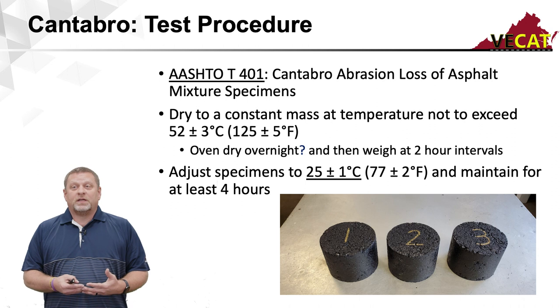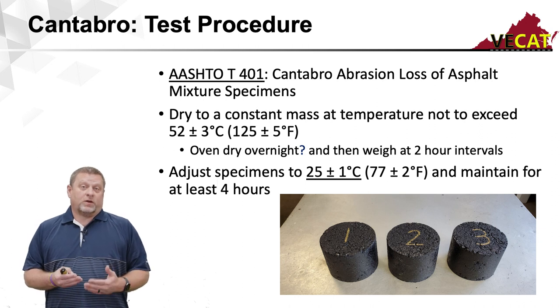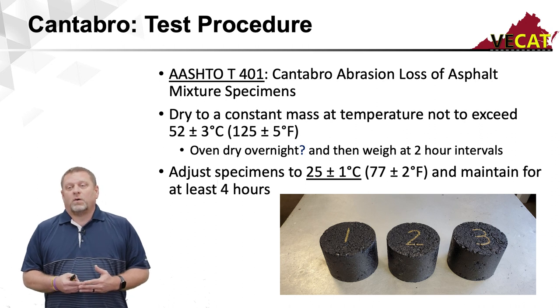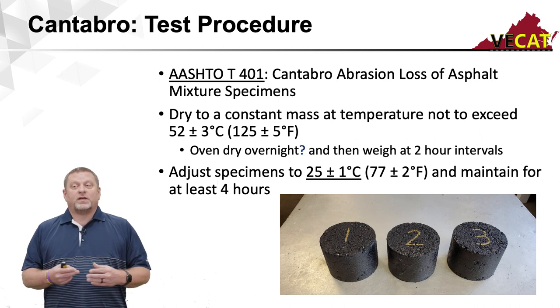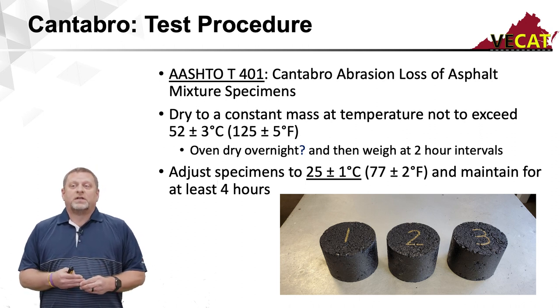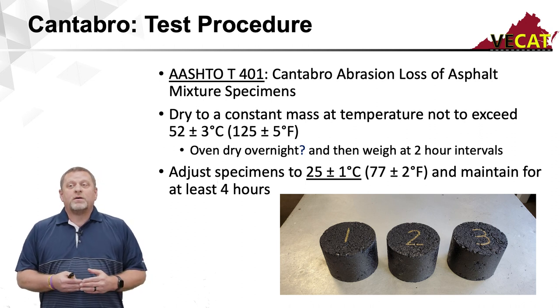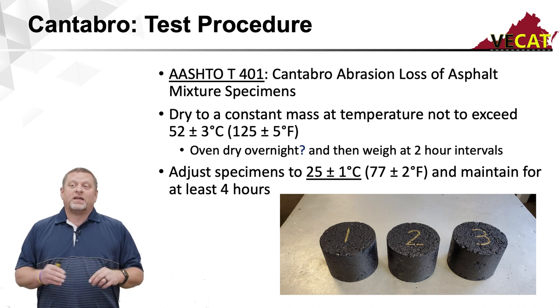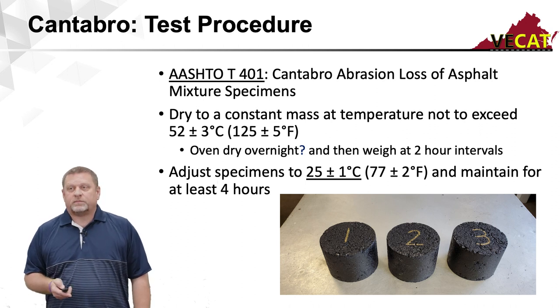I failed to mention that the drying temperature we're required to use during this time is 52 plus or minus 3 degrees Celsius, or 125 plus or minus 5 degrees Fahrenheit. Once we've achieved the constant mass, we need to now adjust our specimens to testing temperature. This takes 4 hours of maintaining a temperature at 25 plus or minus 1 degree Celsius. Again, this must remain dry, so you're going to need some sort of environmental chamber or something to maintain these specimens at that temperature.